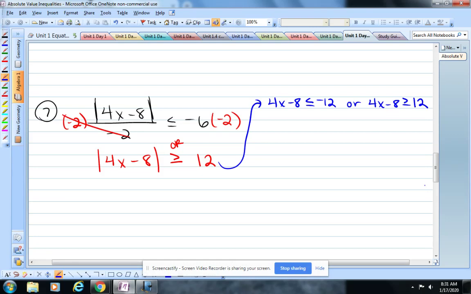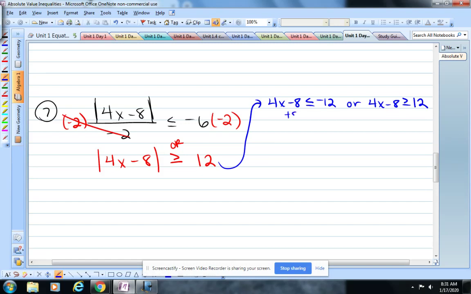Okay. Very good. Are y'all okay with change it, keep it? Does that make sense? Yeah. It just takes some practice. All right. How do we solve an or? You just do them all separately, right?